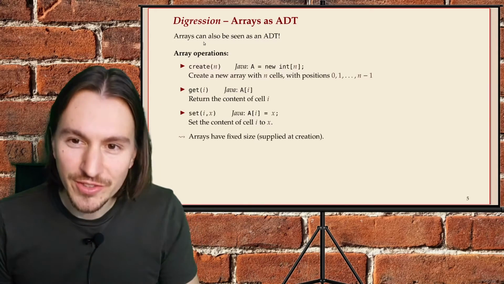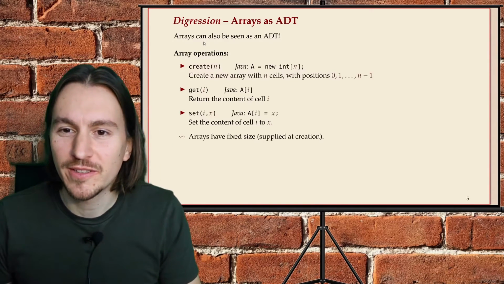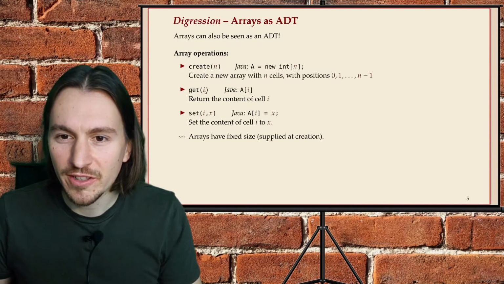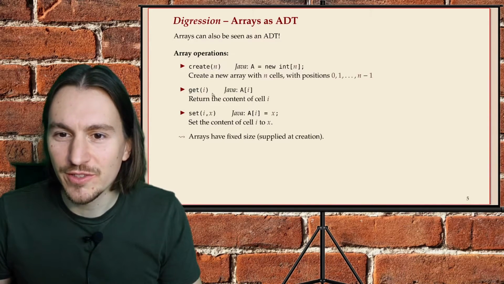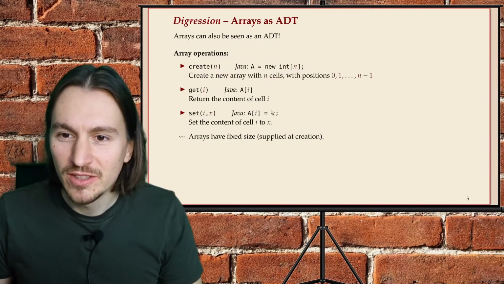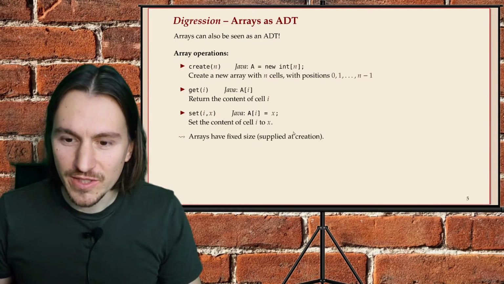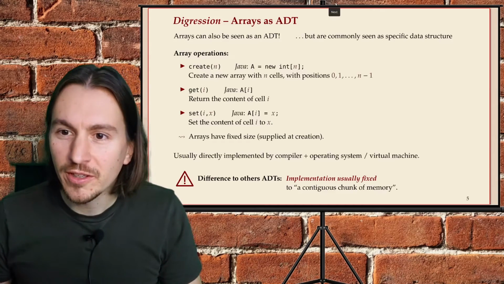One little comment is you can see an array as an abstract data type where the operations are create me one of size n, and I can get and set certain cells at the index i. So of course, most programming languages have special syntax for specifying this because you use arrays all the time. But that's the usual way how arrays work.